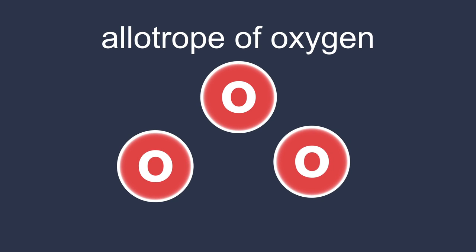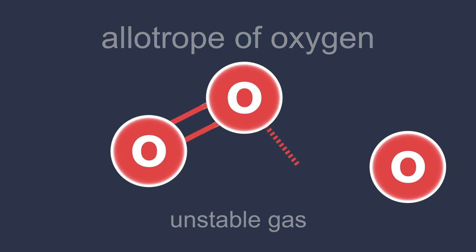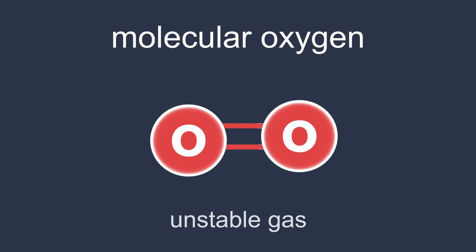Well, ozone is an allotrope of oxygen. Its molecules are made of 3 oxygen atoms bonded weakly together. It is an unstable gas which slowly decomposes back to molecular oxygen.